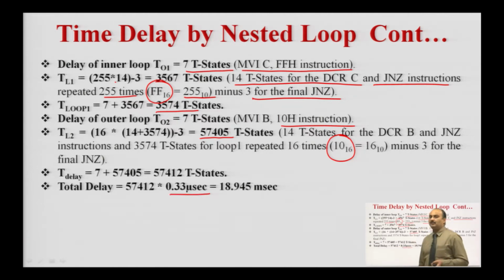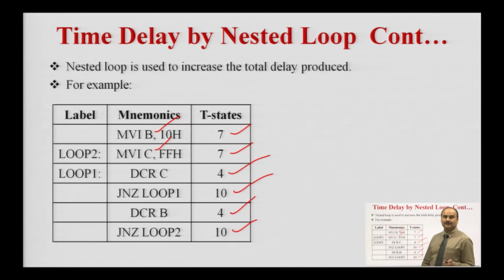which is the time period of the 8085 microprocessor when the clock input frequency is 3 megahertz. So, the total delay comes to be 18.945 millisecond. So, with the help of this nested loop, we can generate a time delay of about 18.945 millisecond when the value loaded into the B register is 10H and into the C register is FFH.